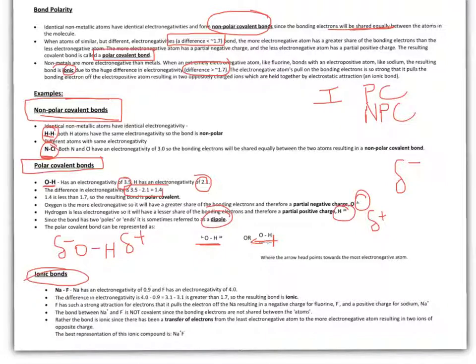This is not as hard as distinguishing between polar and nonpolar, but for example, sodium and fluorine: sodium is 0.9, fluorine is 4.0, the difference is 3.1, it's greater than 1.7, so the result is an ionic bond.